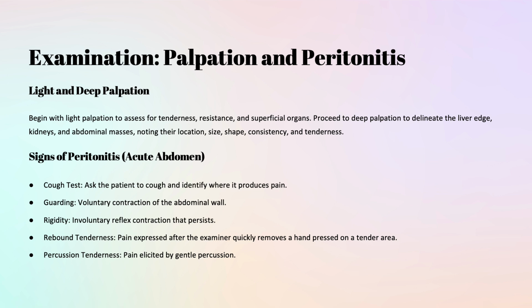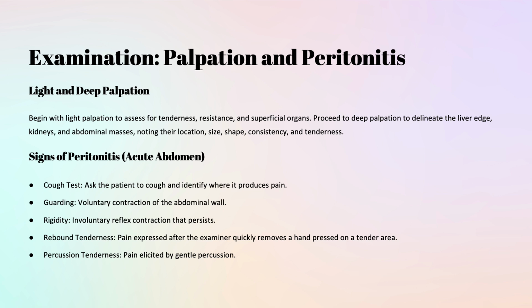Okay. So for example, in appendicitis, if the patient has acute abdomen, then you're going to test for the following things. So, what are those signs? These signs include the cough test. You ask the patient to cough and identify where it produces pain. Remember, if it's colicky pain, it's going to be vague. But if the peritoneum is involved, it's going to be sharper and could be more directly localized.